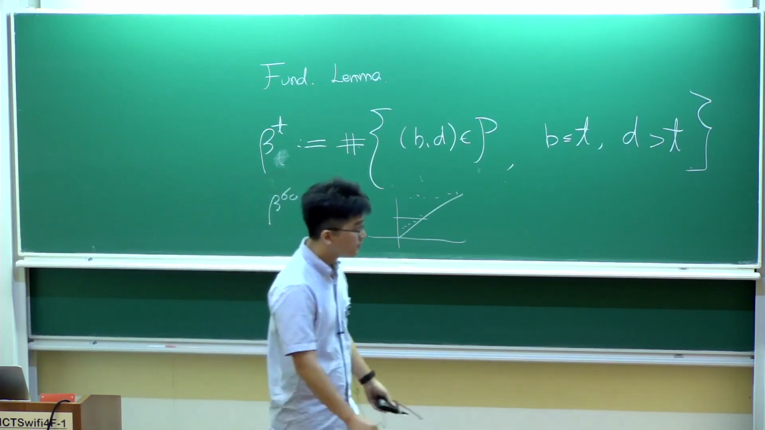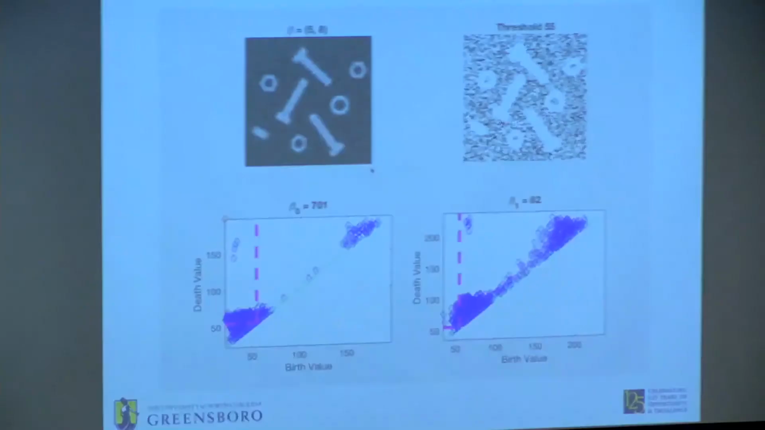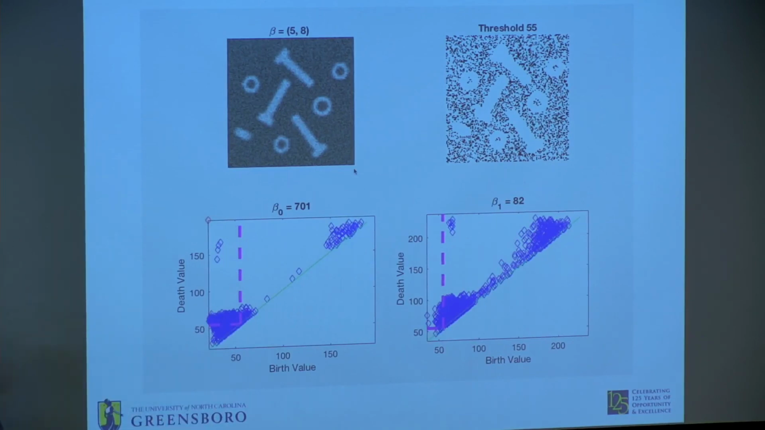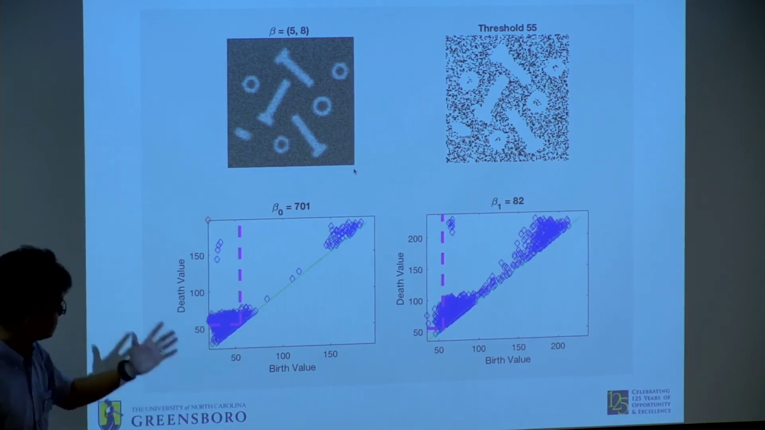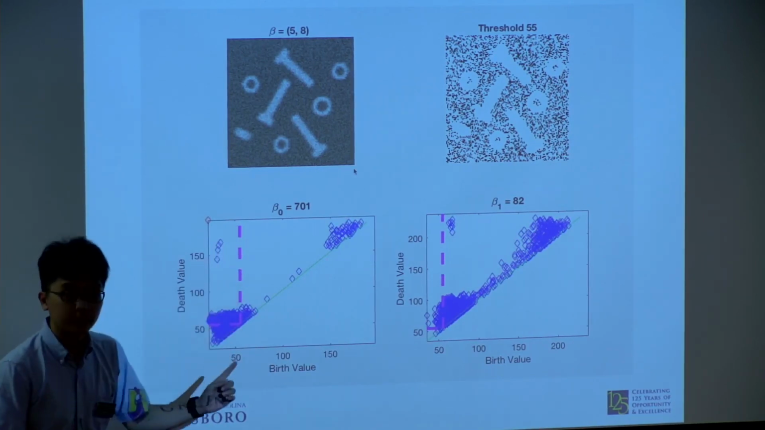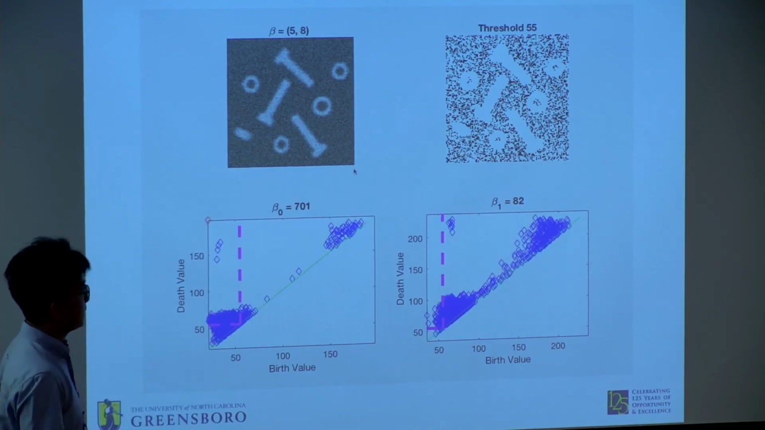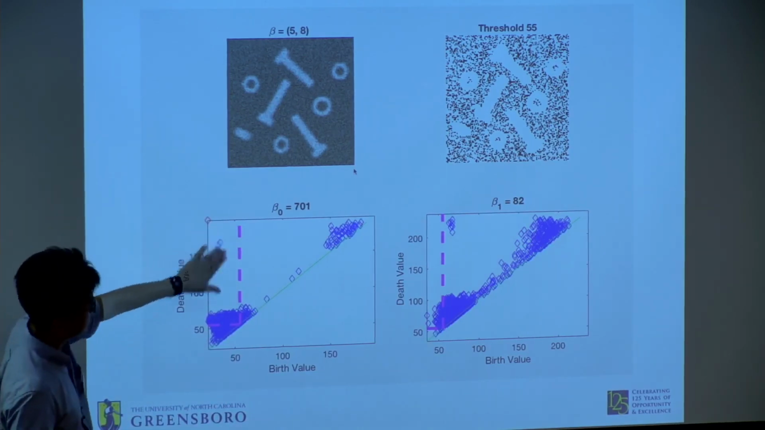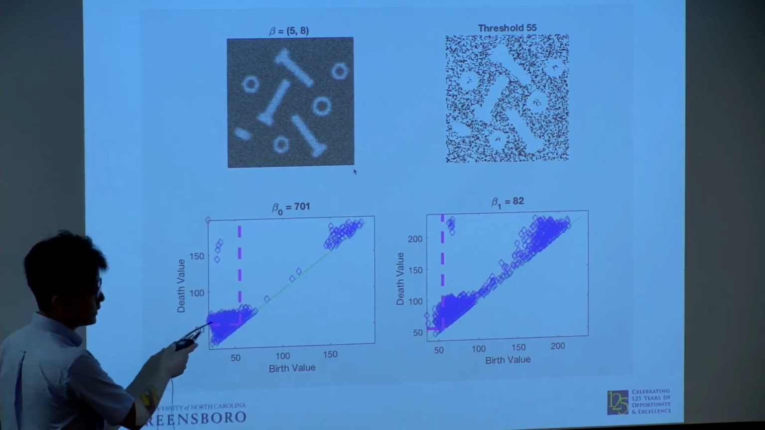For instance, this is the rectangular box, right? And the Betti number doesn't care. It just counts the total number here, right? So that's why we said we don't take full advantage of the persistent diagram, because you have additional information.